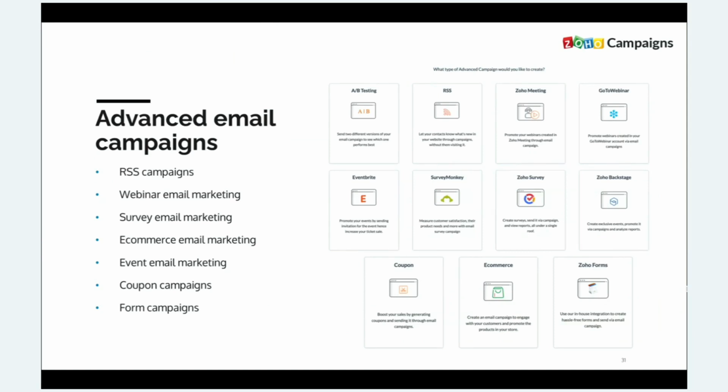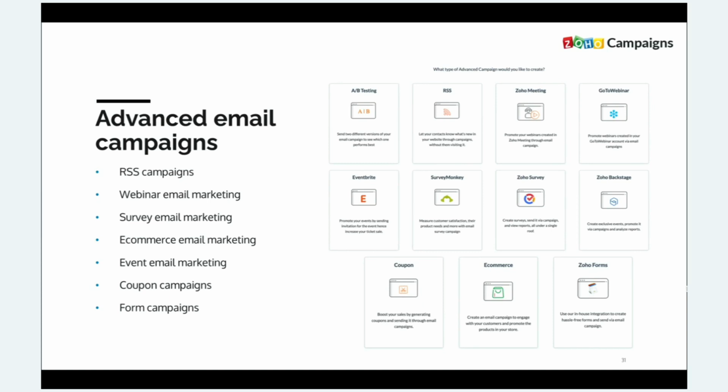RSS is a simple method of receiving updates published on a website. So the RSS tags in Zoho Campaigns fetch data from the RSS feed and create content as a summary text that is sent periodically. Basically, it helps your recipients to view your website updates without even visiting the website. This is a type of advanced campaign that you can send out from Zoho Campaigns.